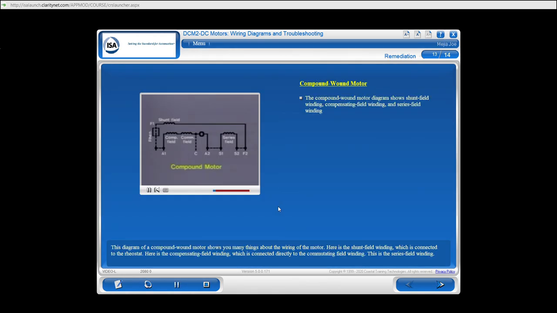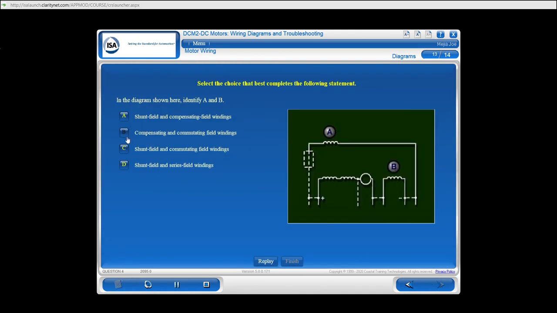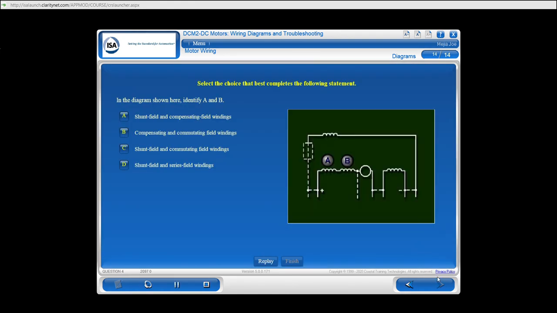This diagram of a compound wound motor shows you many things about the wiring of the motor. In the diagram shown here, identify A.